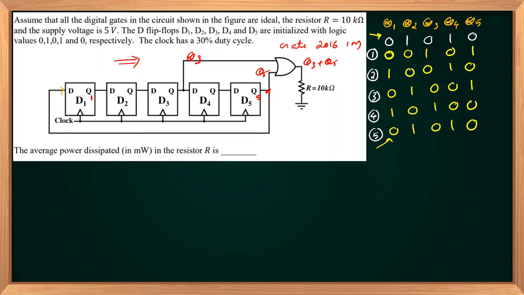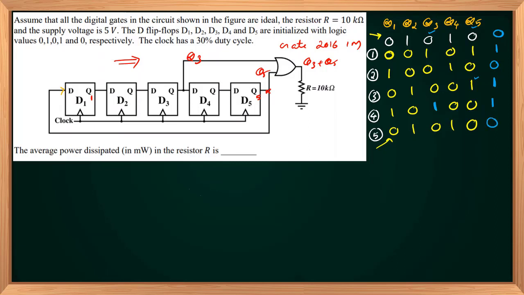Let us identify the value of Q3 OR Q5. It will be 0 initially, because Q3 and Q5 are zeros. Just after the first clock edge it goes to 1. On the second it is back to 0. On the third clock edge Q5 is 1, so it switches to 1. On the fourth clock edge it continues in logic 1, because Q3 is 1. Again, just after the fifth clock edge it goes back to 0.